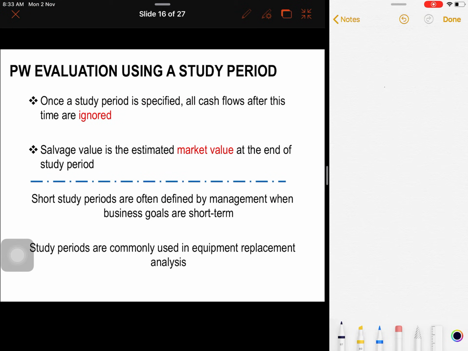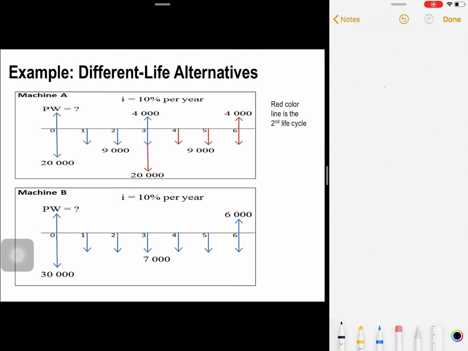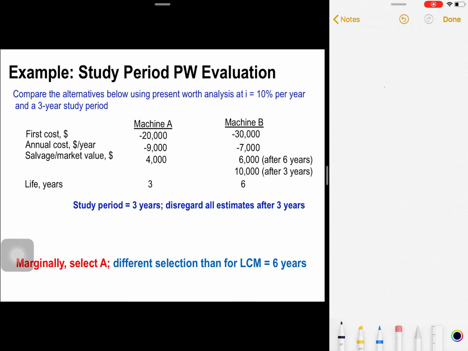The next slide is PW evaluation using a study period. Once a study period is specified, all cash flows after this time are ignored. The salvage value is the estimated market value at the end of the study period. Short study periods are often defined by management when business goals are short-term. Study periods are commonly used in equipment replacement analysis.